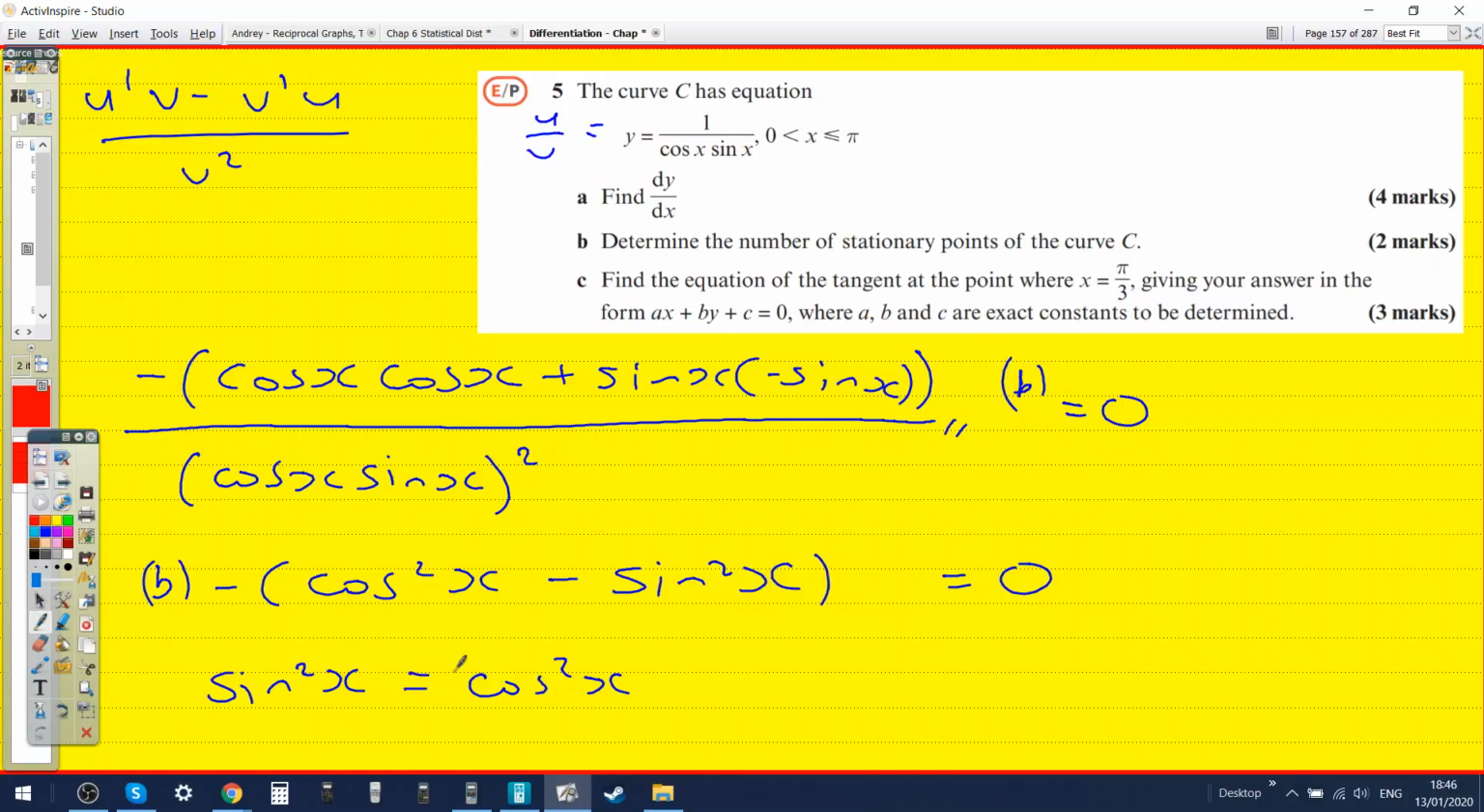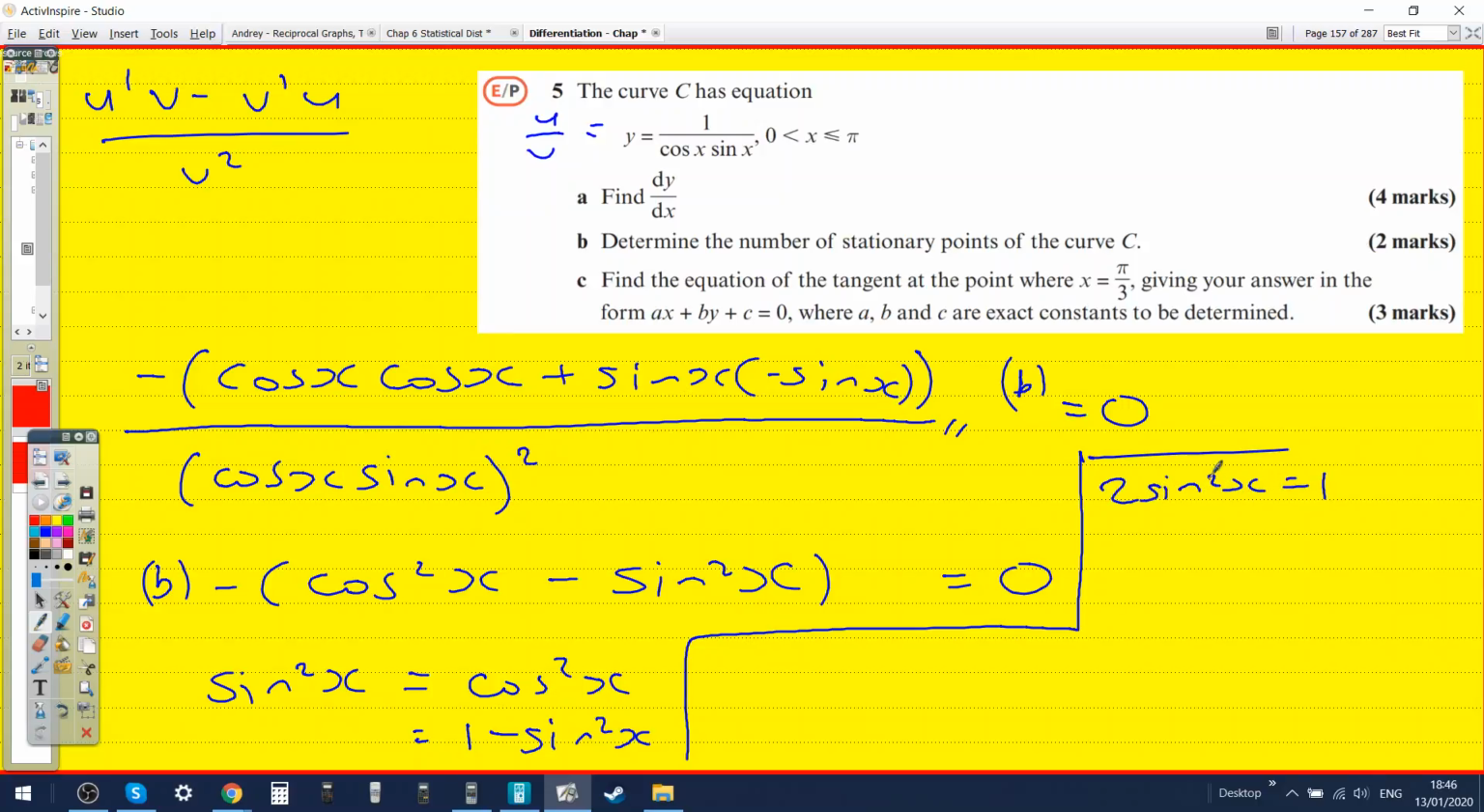Okay, so bring in your 1 minus sin squared x. So it becomes sin squared x equals 1 minus sin squared x. Then sin squared x plus sin squared x equals 1. Is that just simplified to 2 sin squared x equals 1? Would we want to get rid of the squared or the 2 first? Because it could be sin squared x over a half equals half.